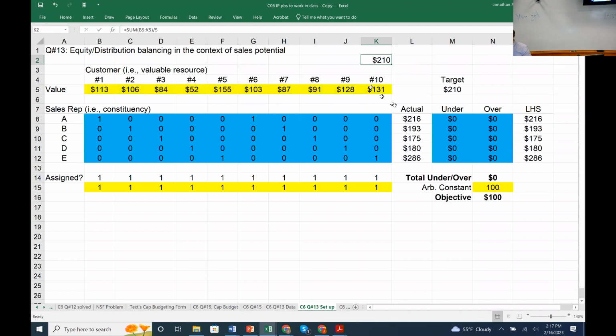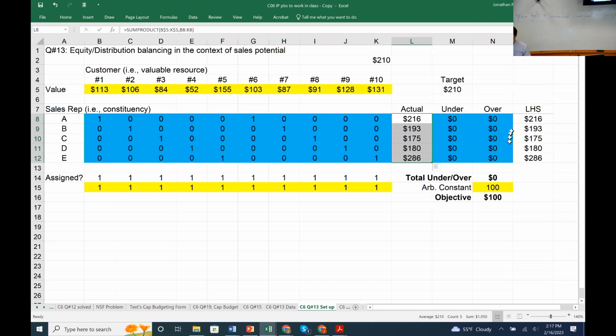But any given set of Xij is going to produce actuals that deviate away from that ideal. How much do they deviate? Well, they deviate by an undershoot, meaning an amount you're under, and an overshoot. Or not both. It'll be one or the other, but we allow for both of those.